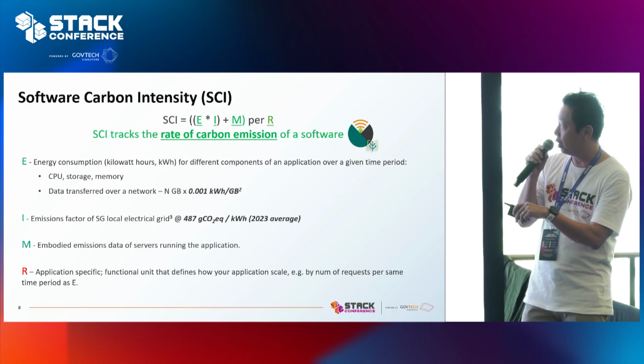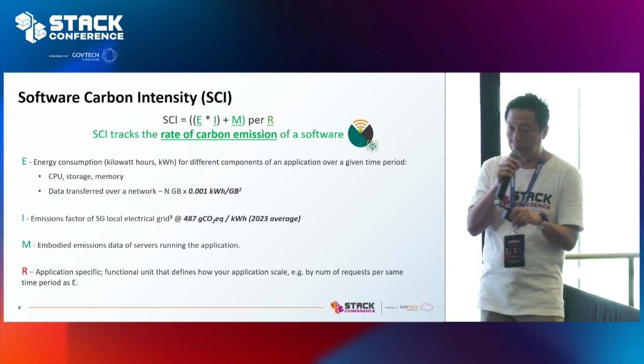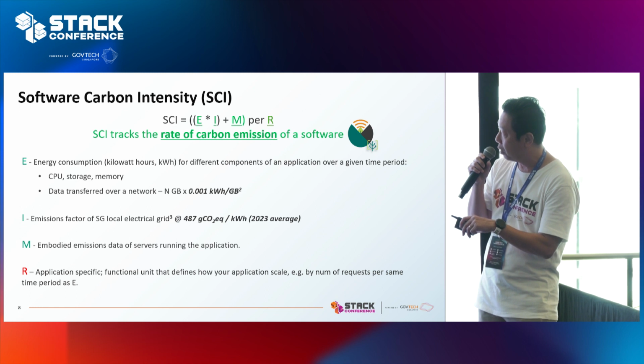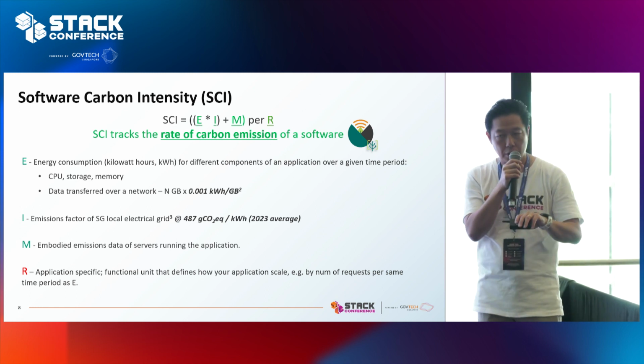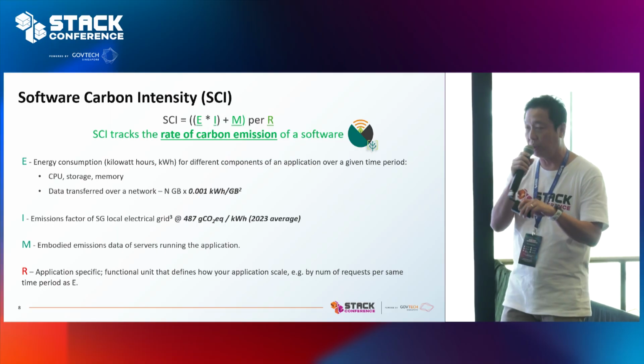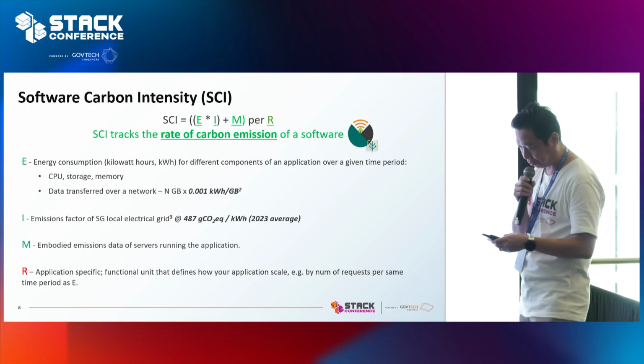So we should decrease the numerator, increase the denominator. What does this mean? It means we should reduce the operational carbon while increasing the utilization per resource so that the SCI is lower. So collectively, if you tune different parts of the application, the entire SCI for the application will be lower.